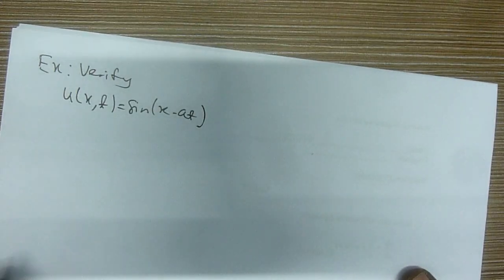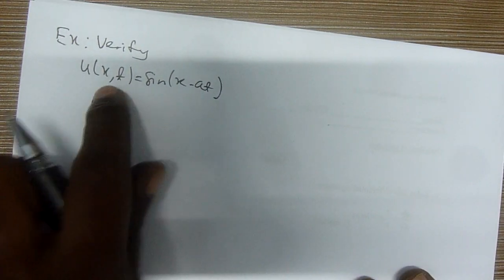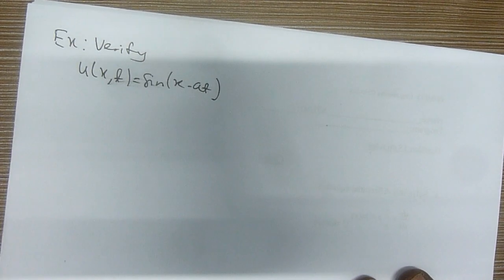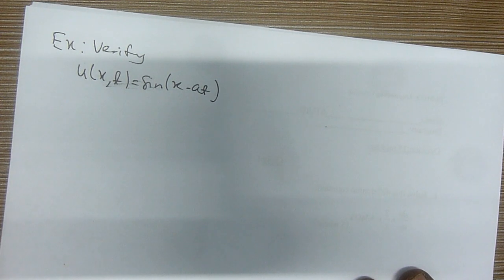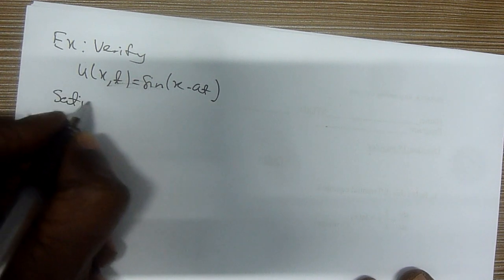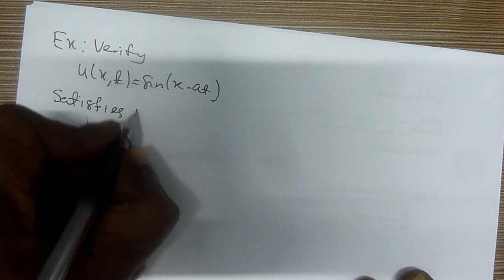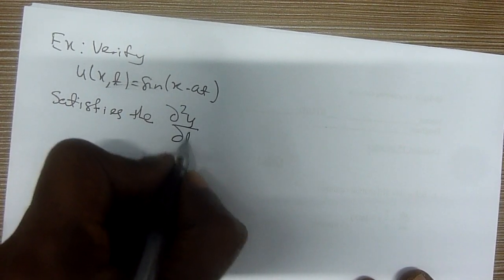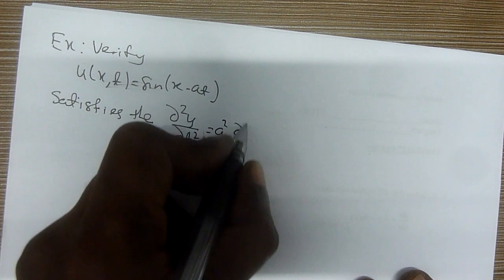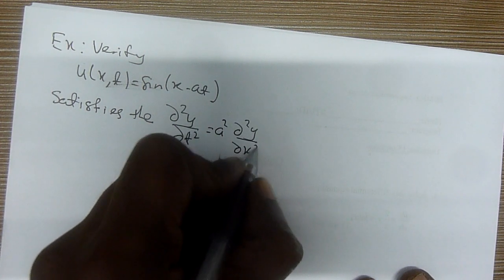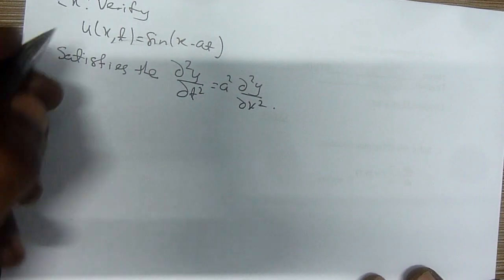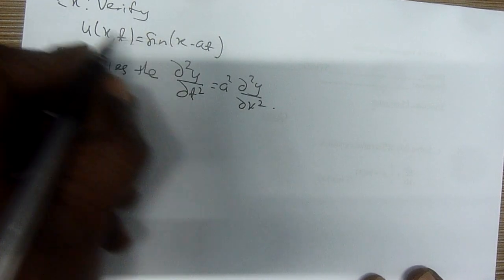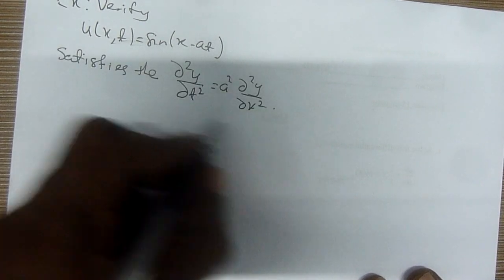u(x,t) = sin(x - at). This is an example, a simple question where they will ask you to verify. If they ask you to verify, they will say, is it satisfying ∂²y/∂t² = a² ∂²y/∂x²? They want you to verify this, whereby this is a solution for this equation.